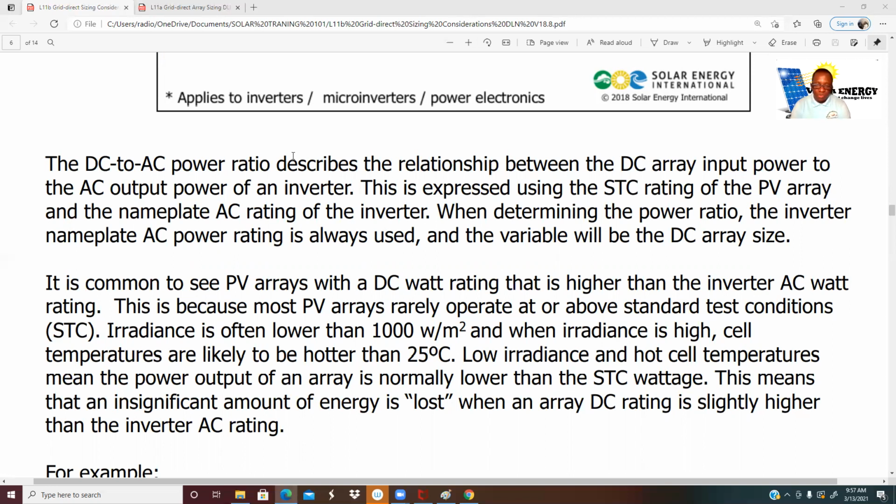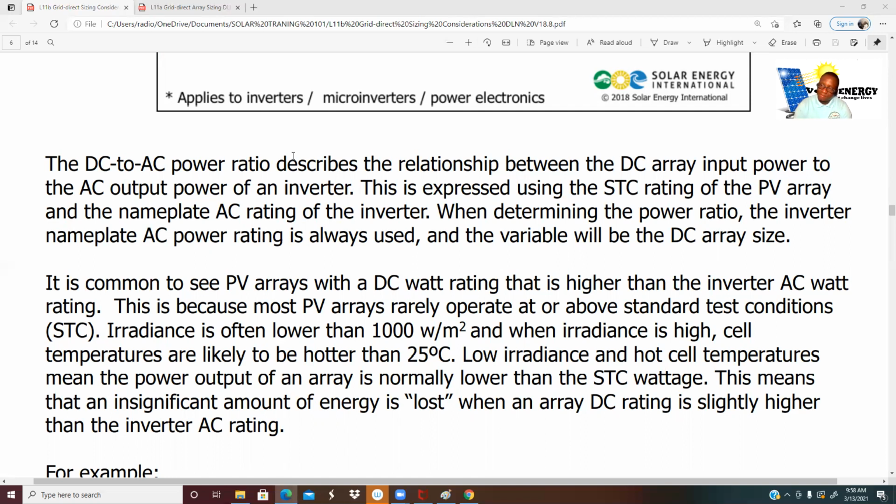Irradiance is often lower than 1000 watts per square meter. And when irradiance is high, cell temperatures are likely to be hotter than 25 degrees Celsius. Low irradiance and hot cell temperatures mean the power output of an array is normally lower than the STC wattage. This means that an insignificant amount of energy is lost when an array DC rating is slightly higher than the inverter AC rating.